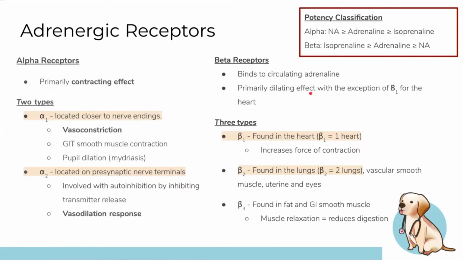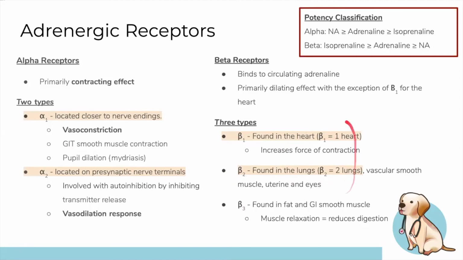But first onto the beta. Beta is basically your dilation stuff. We've got three types, beta 1, 2, and 3. Important ones are beta 1 and 2. Beta 1 is found in the heart. So beta 1 equals 1 heart. Beta 2 is found in the lungs because you've got 2 lungs. Oh wait, did I say lungs or heart? Sorry, it's found in the lungs, yeah. So you've got 2 lungs.